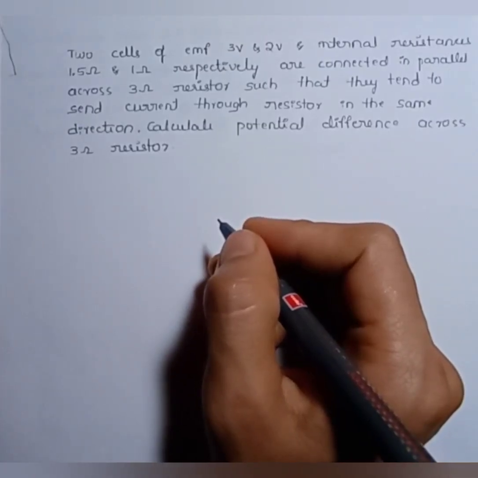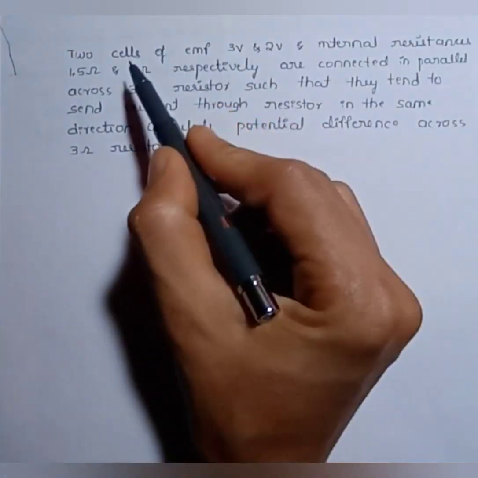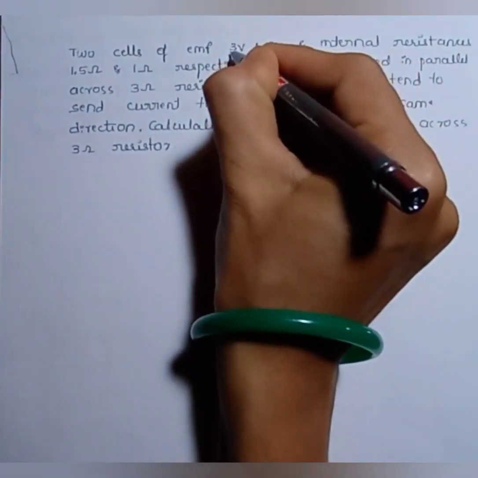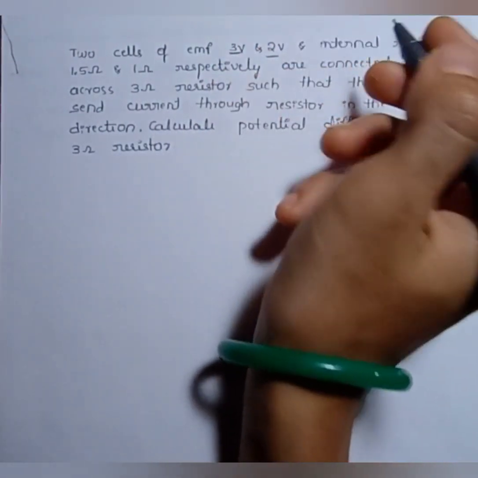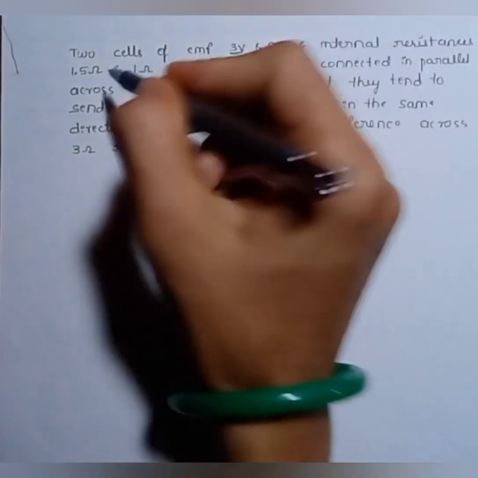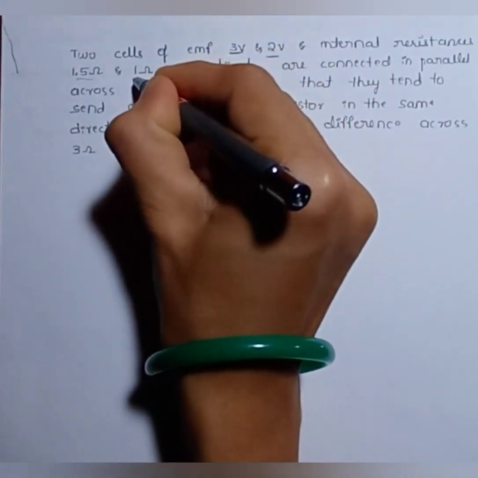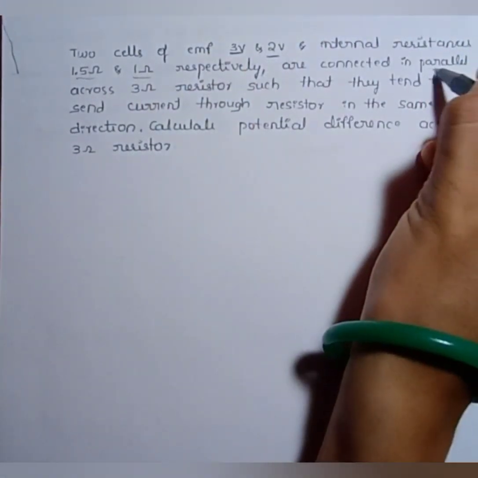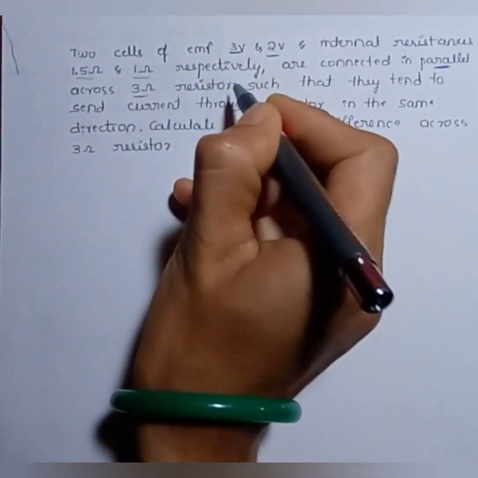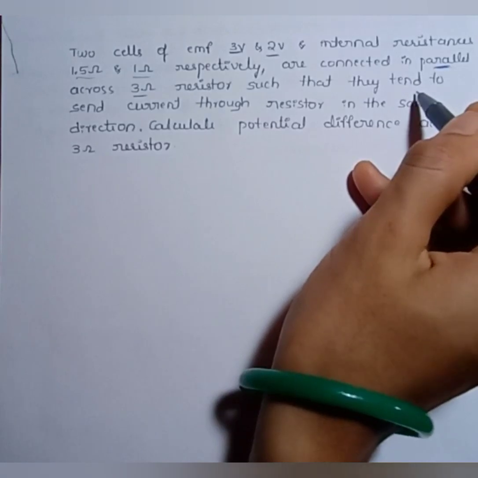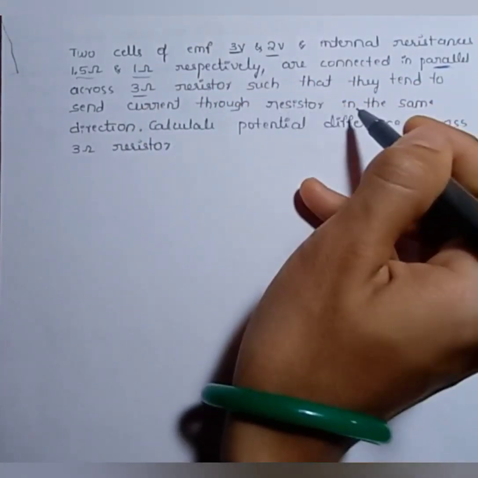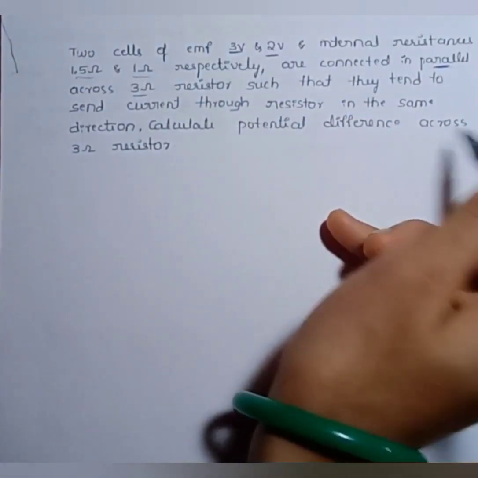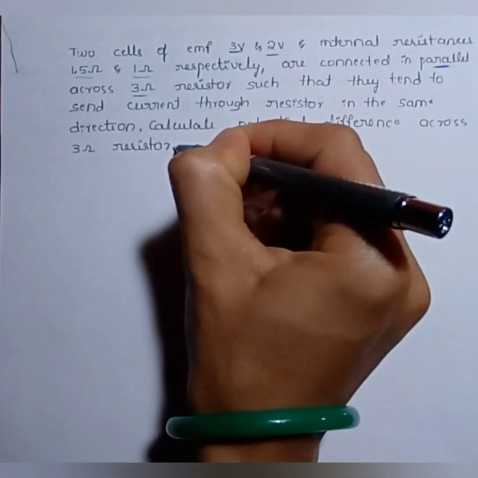Let us see the problematic part. Two cells of EMF 3 volt and 2 volt, and internal resistances 1.5 ohm and 1 ohm respectively, are connected in parallel across a 3 ohm resistor such that they tend to send current through the resistor in the same direction. Calculate the potential difference across the 3 ohm resistor.